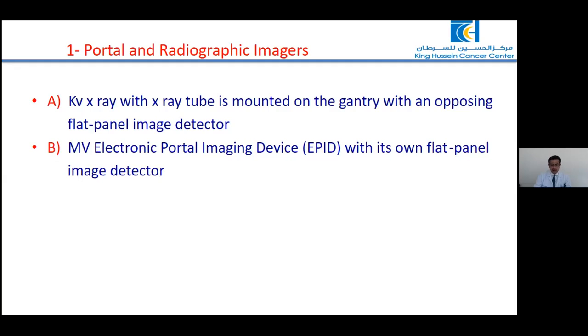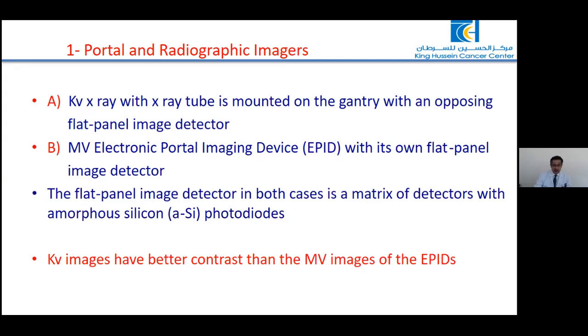For the portal and radiographic imagers, a kV X-ray tube is usually mounted on the gantry with an opposing flat panel image detector, and the EPID, with its own flat panel image detector, has been used, the electronic portal images. The flat panel image detector in both cases is a matrix of detectors with amorphous silicon photodiodes. kV images, we know, have better contrast than the MV images of the EPID.